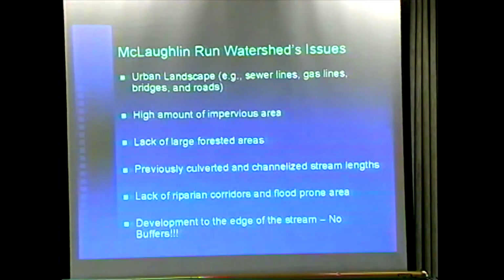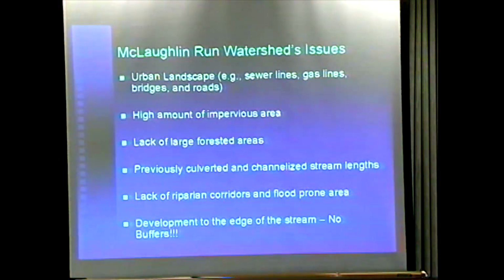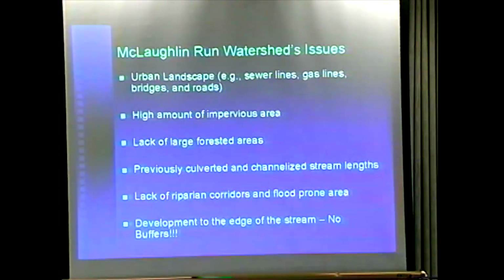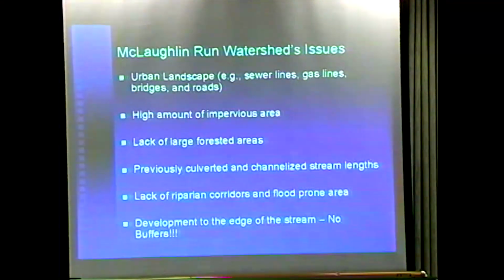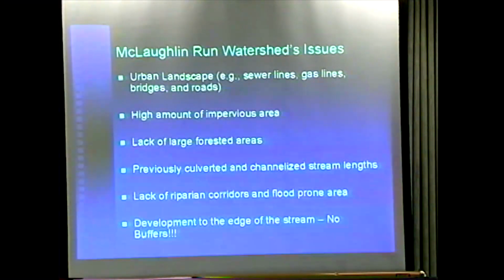Previously culverted and channelized stream links. This is very important because the water is still getting into the channel, but you no longer have the areas where the stream can flood because they've been channelized. These channelized and culverted areas, as the water is shooting through there, the water is gaining in velocity, it's carrying more sediment, and thus is more erosive to the stream banks around it. So the stream down cuts to try and maintain all that water it's carrying.